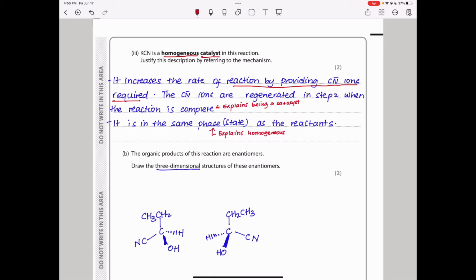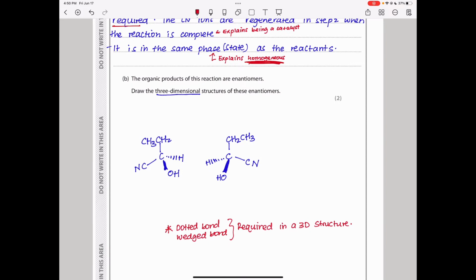And then the next part, it is in the same phase as the reactant. So this part is explaining the homogeneous part. It's in the same phase as the reactants. And the part explaining why it's a catalyst is because it provides CN- ions in step 1. However, in step 2, it is regenerated, so it is a catalyst in this reaction.